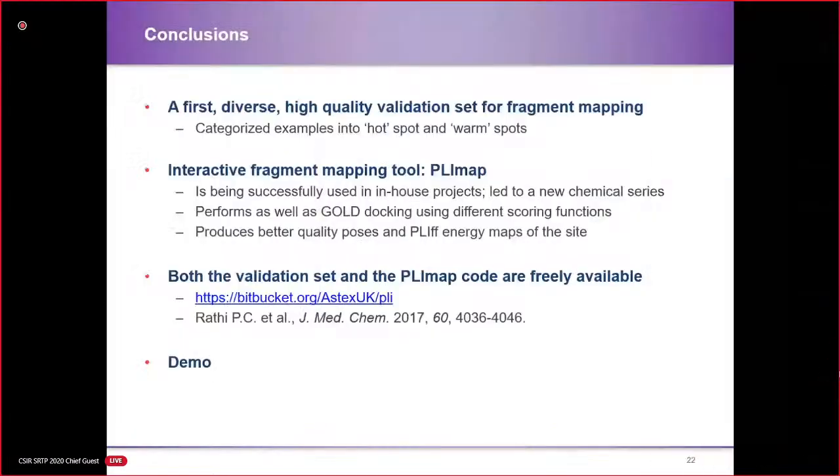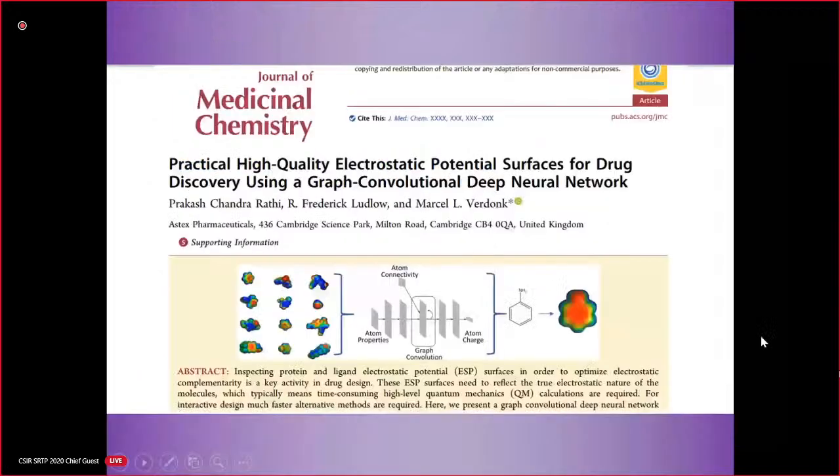Okay, let's move on to the next item, slightly more exciting because this is hot these days, deep neural networks. So what I will show you is another tool that can be used in drug discovery, a drug design tool, which is electrostatic potential surfaces. And we developed a deep neural network to actually predict those surfaces quite quickly.